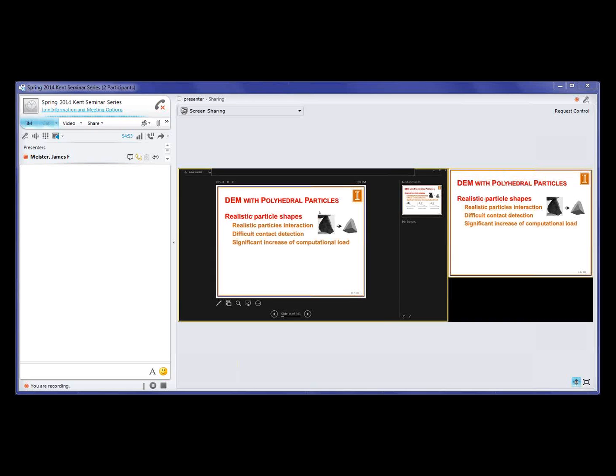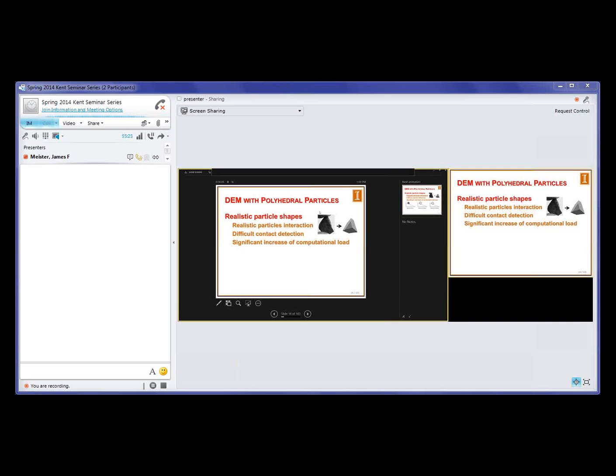The discrete element method itself is not very difficult, and there is a lot of open source discrete element simulation software available in the market. However, most of them use sphere particles, or circles in the 2D case, but we don't want to use sphere particles forever. Realistic particle shapes need to be introduced into discrete element simulation.